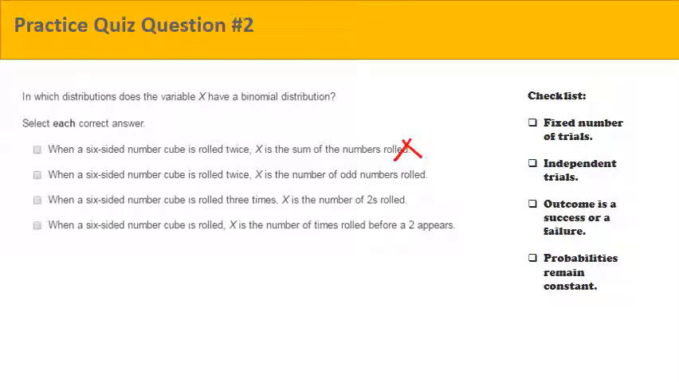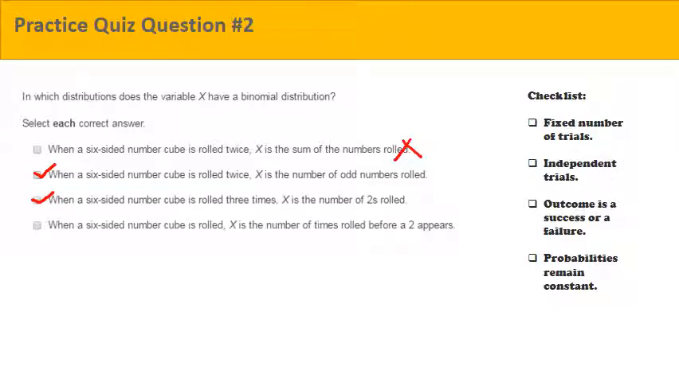When a 6-sided number cube is rolled twice, X is the number of odd numbers rolled. Yeah, so it's either odd or even. So that one is a binomial distribution, and those probabilities do remain constant. Let's see, in the next one, when a 6-sided number cube is rolled 3 times, so we do have a fixed number of trials that are independent of each other. X is the number of 2's rolled. So those do remain constant. So that one is a binomial distribution.